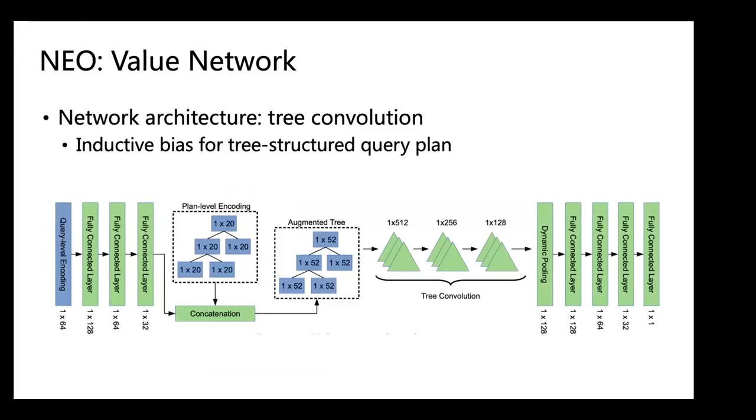Tree convolution means that we directly model the plan as a tree structure, and we carry the information in a bottom-up way. During this process, we can automatically train it to identify different weights for different operators and different join orders, so we can identify different information.